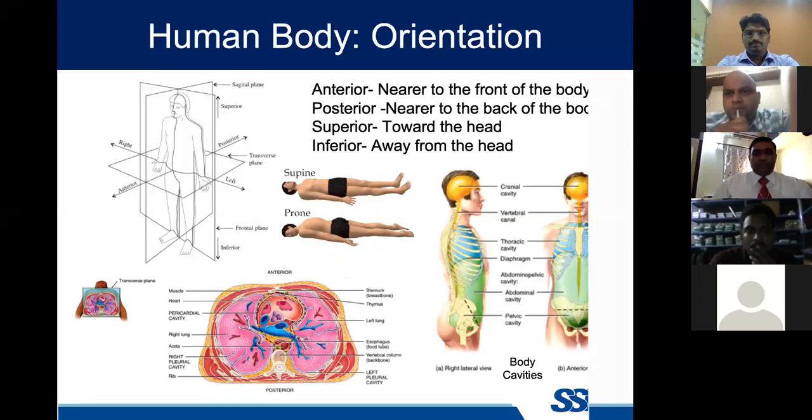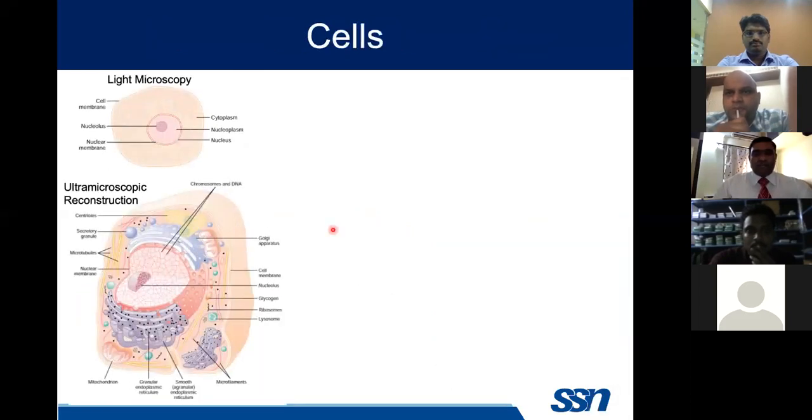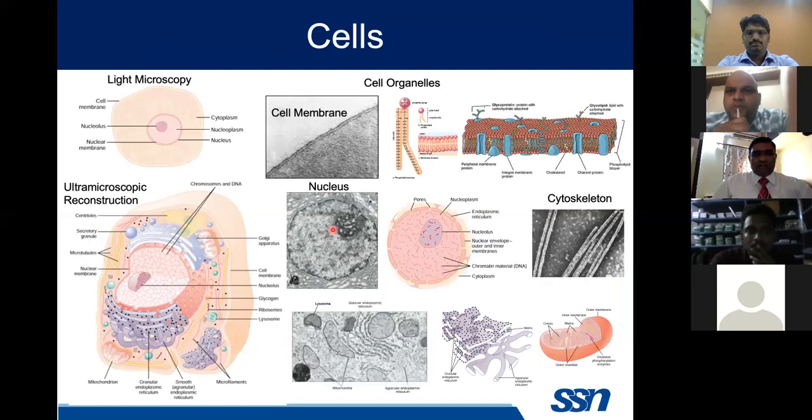Then we come to cells. In cells, it is cellular physiology, where we see the cell, which is a unit of life. Here, I have just shown some cell organelles. So this is the cell membrane. The cell membrane is formed from phospholipids.